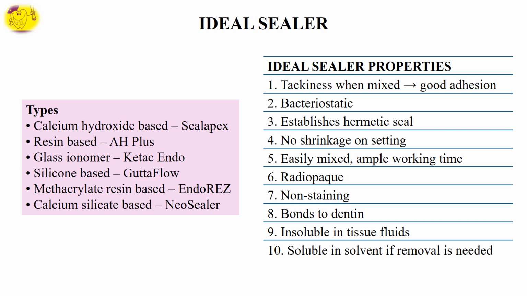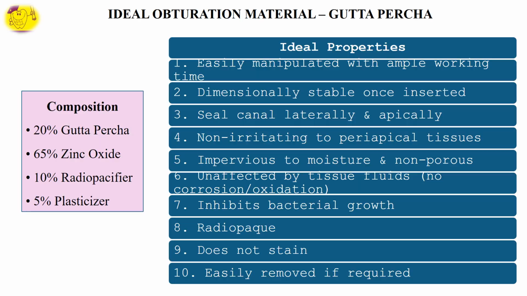You have the glass ionomer sealers such as Ketac Endo, silicon based sealers such as Gutaflow, methacrylate resin based sealers such as Endores, and calcium silicate based sealers such as Neo Sealer. Now that you've seen the ideal properties of a medicament, ideal irrigation, ideal sealer, now let's come to the most important ideal obturation material, which is usually the gutta percha.